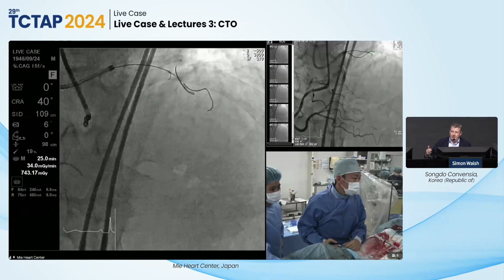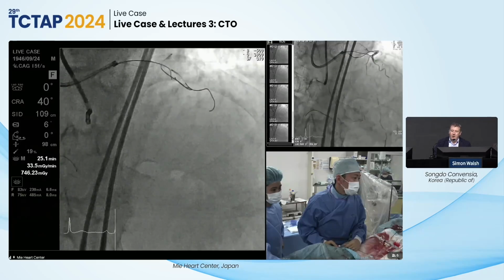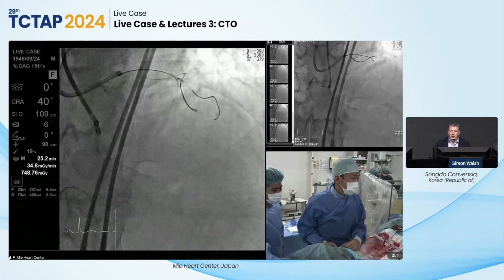So for long, potentially tortuous things, I would take a jacketed wire first. For short, defined anatomy, I think these directed penetration wires are fine.